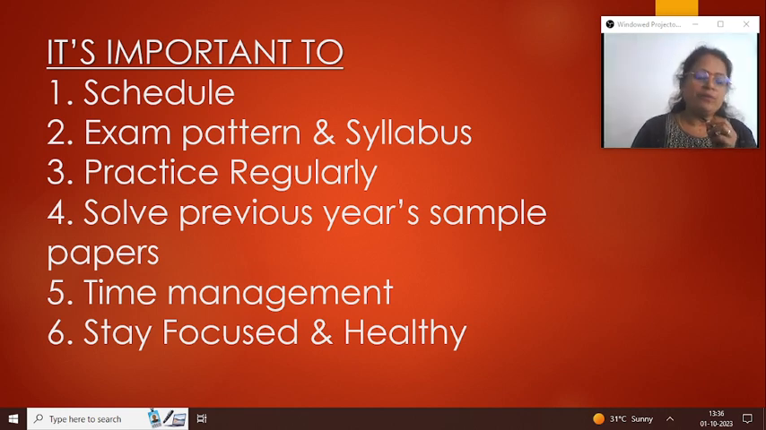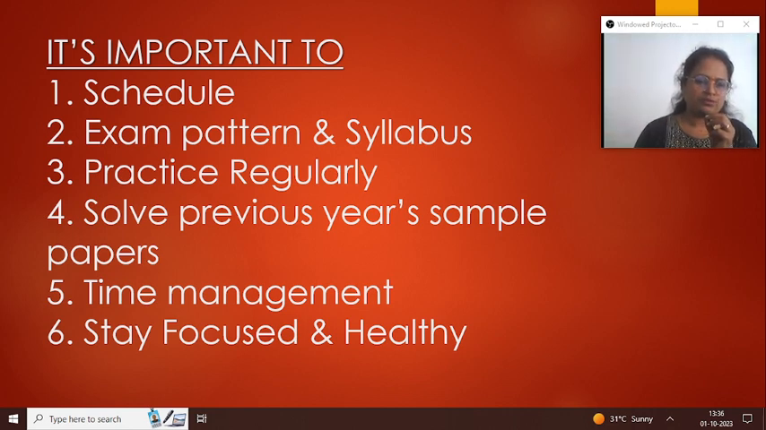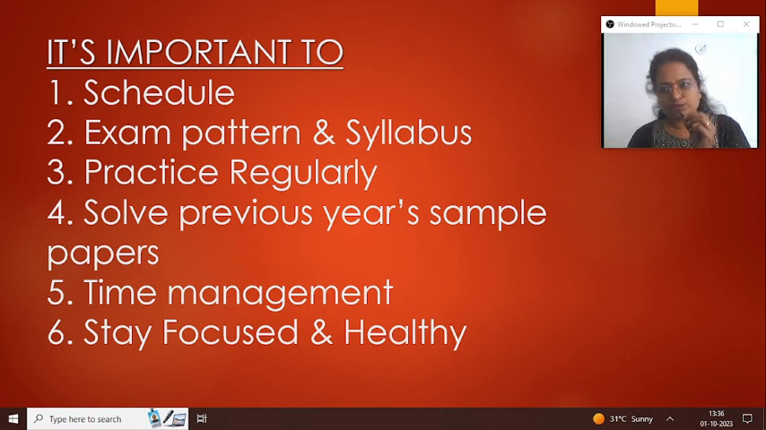And one more thing is going to help you a lot: if you solve the previous years' sample papers for English, if you solve 10 to 15 papers of previous years, which are easily available on any site, if you just search sample papers in Google. We teachers are always the best resource for that. We'll also give you the papers, and if you solve those, that is going to be beneficial for you.